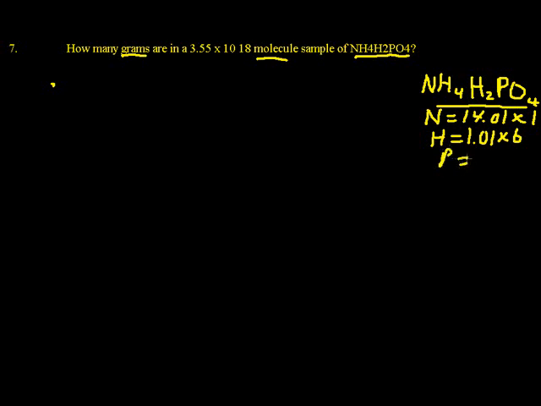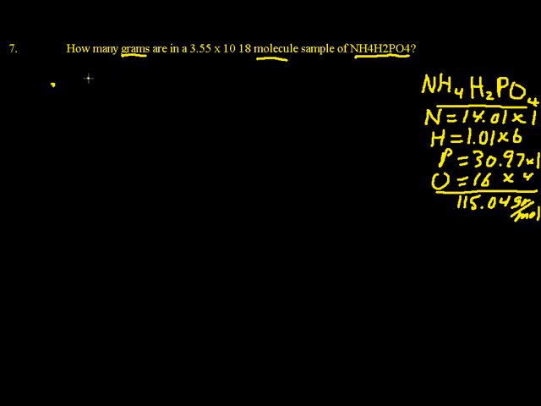Phosphorus is going to be equal to 30.97 times 1. Finally, oxygen is equal to 16 times, and there's 4 of them. When you carry out that math, what you find is 115.04 grams is how much 1 mole of this molecule weighs. Okay, now we're going to tuck that away because we're going to use that information coming up.